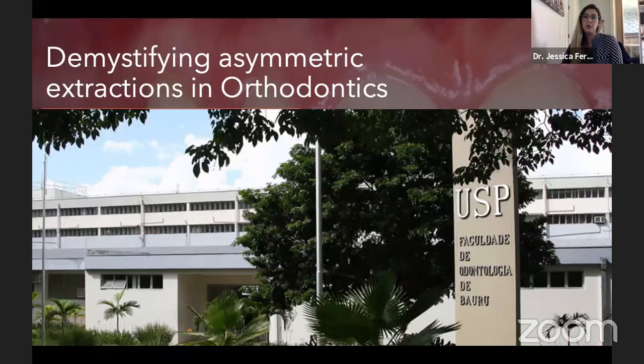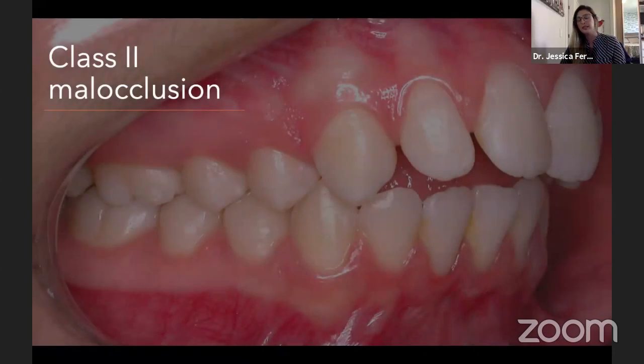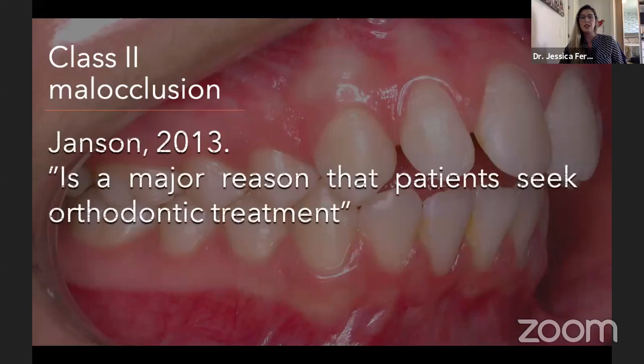Availability of third molars, positioning after the extractions in class 2 subdivision malocclusions. Asymmetric malocclusions can happen with class 2 malocclusions, class 3 malocclusions. And we start with the class 2 malocclusions, since the class 2 malocclusion is a major reason that patients seek orthodontic treatment.